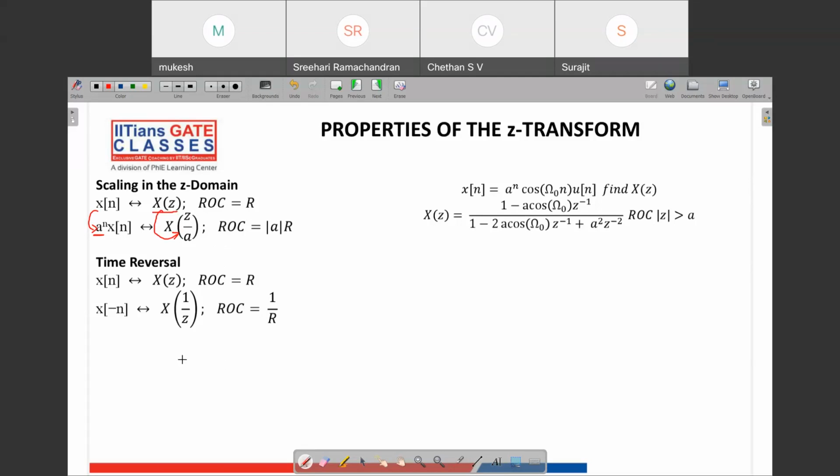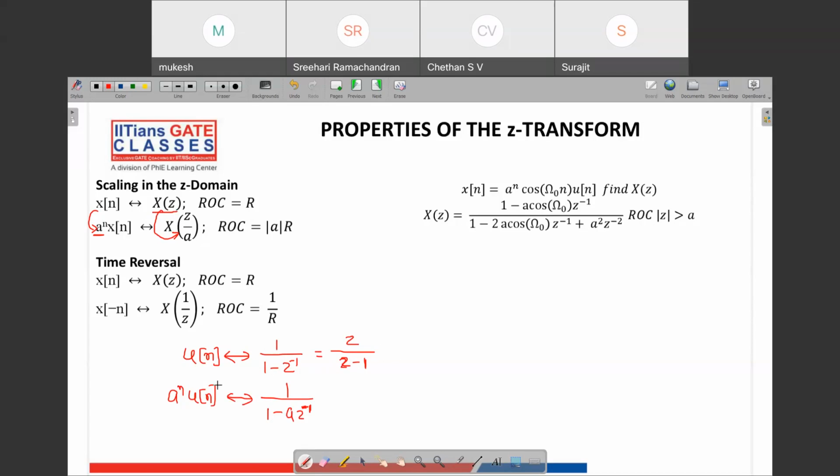This is the property that you can look through in this example also. So you have u[n], and its Z transform is 1 upon 1 minus z inverse. Now for a to the power n u[n], the Z transform is 1 upon 1 minus a z inverse. So you can also write it as z upon z minus 1.